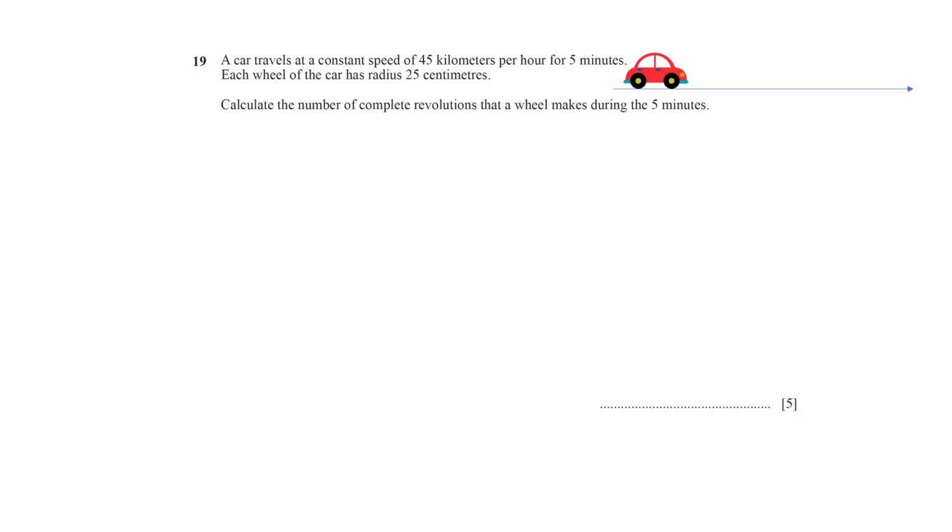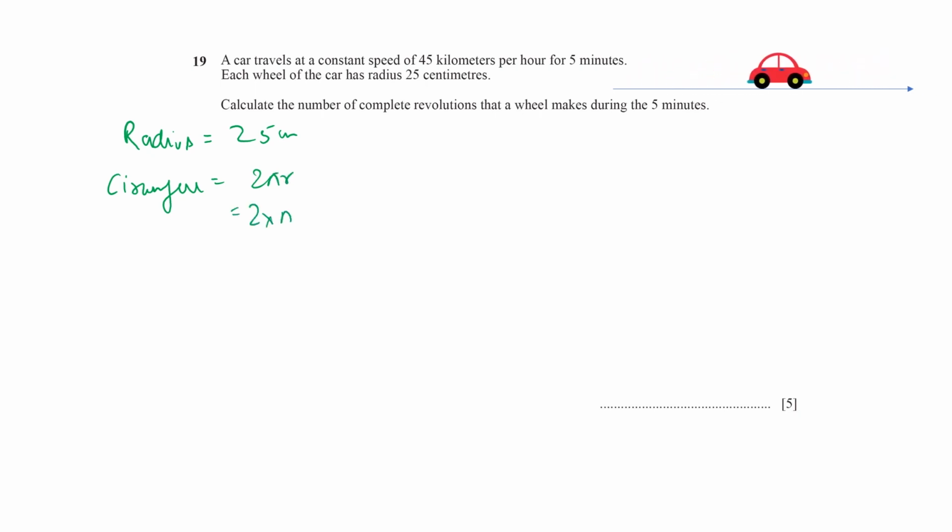So the answer is going to be m squared minus m minus 6, right? Next question. A car travels at a constant speed of 45 kilometers per hour for 5 minutes. Each wheel of the car has a radius 25 centimeters. Calculate the number of complete revolutions that the wheel makes during the 5 minutes. Okay. Now, radius is given as 25 centimeters, right? So circumference will be equal to 2 pi r. So 2 into pi into 25 is going to give me 50 pi centimeters, right?